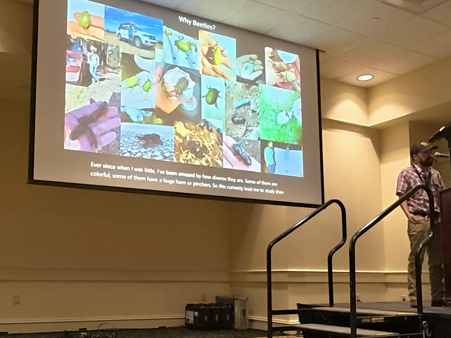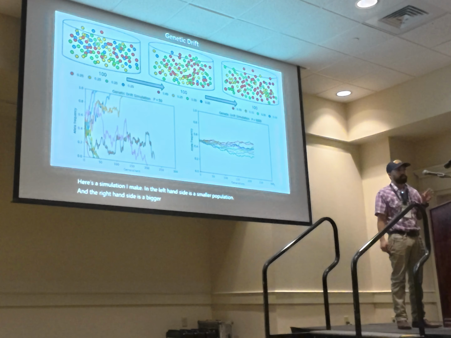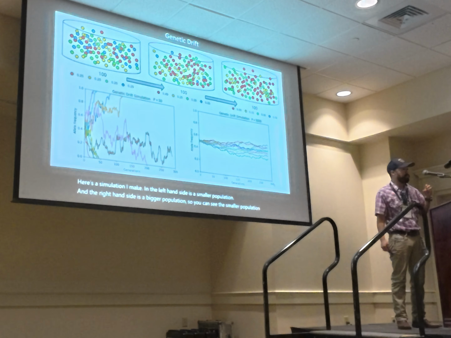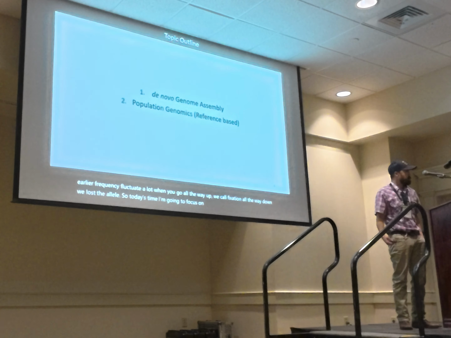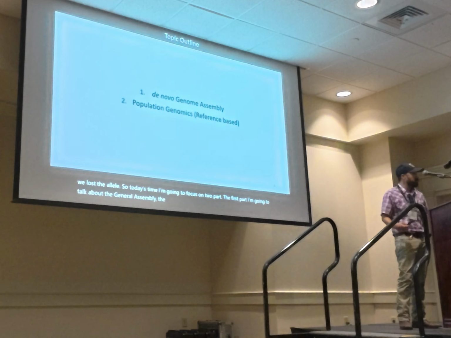Here's a simulation I made. On the left-hand side is a smaller population, and on the right-hand side is a bigger population. You can see that in the smaller population, the allele frequency fluctuates a lot. When it goes all the way up, we call it fixation. All the way down, we have lost the allele. So in today's talk, I'm going to focus on two parts. The first part is the genome assembly. The second part is the population genetics, how we use the genome assembly to utilize the genetic data.